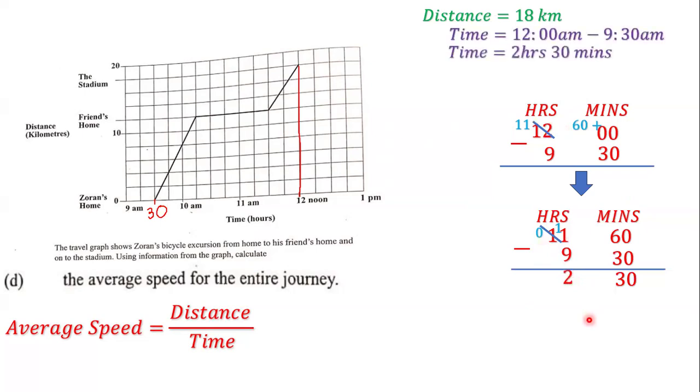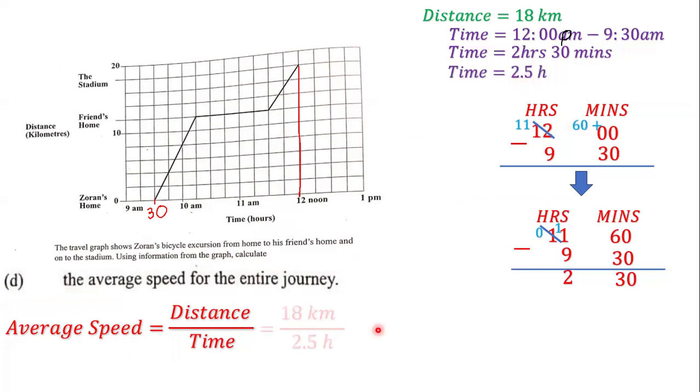So the time 12 a.m. minus 9:30 a.m. is going to be, I'm sorry, this is not 12 a.m. This is actually 12 noon, so that's going to be 12 p.m. So we have 12 p.m. minus 9:30 a.m. When we subtract them, we get 2 hours and 30 minutes. And we know that 2 hours and 30 minutes is definitely 2.5 hours.